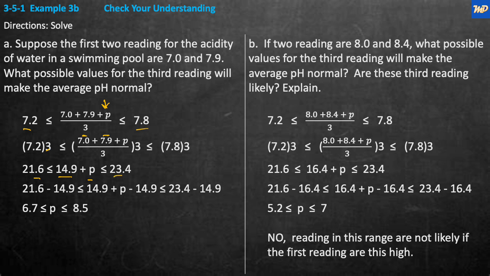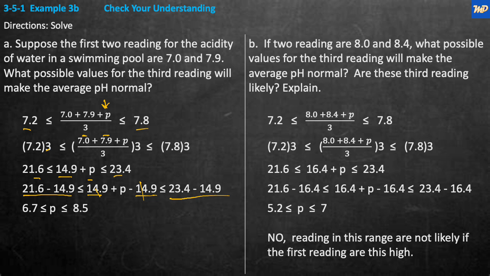Now we're going to go ahead and do that subtraction of 14.9 to get the p by itself. And when you do that, we have 21.6 minus 14.9. We take 14.9 away from the 14.9 in the center there, which just leaves the p. And we have 23.4 minus 14.9 left. Simplify it and we get 6.7 has to be less than or equal to P and less than or equal to 8.5. So I should say this way, P has to be greater than or equal to 6.7, and it has to be less than or equal to 8.5. Let's do the next one.